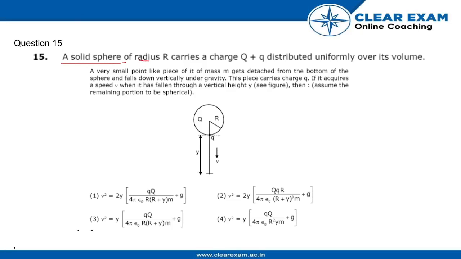A solid sphere of radius r carries a charge Q plus q, distributed uniformly over its volume. A very small piece of its mass m gets detached from the bottom of the sphere and falls down vertically under gravity. This piece carries a charge q. If it acquires a speed v when it has fallen through a vertical height y, we have to find the v square relationship.